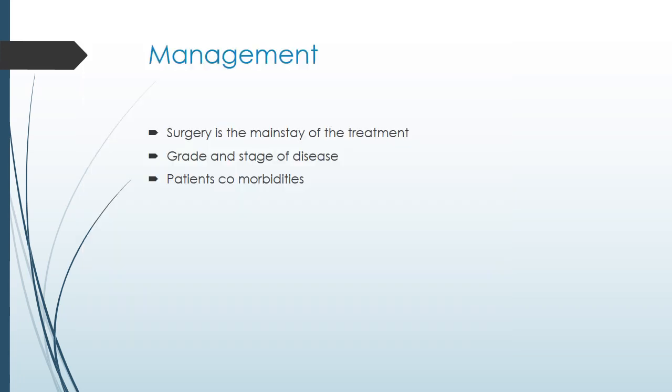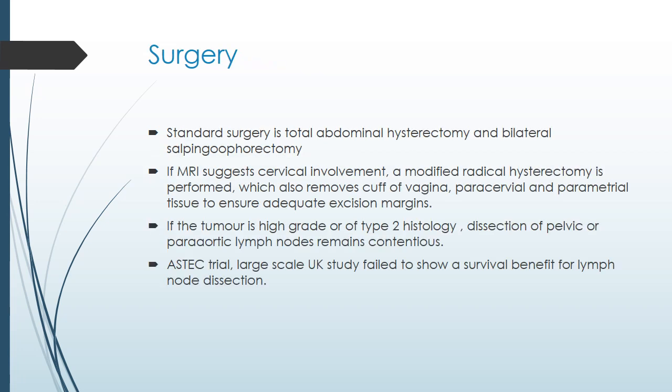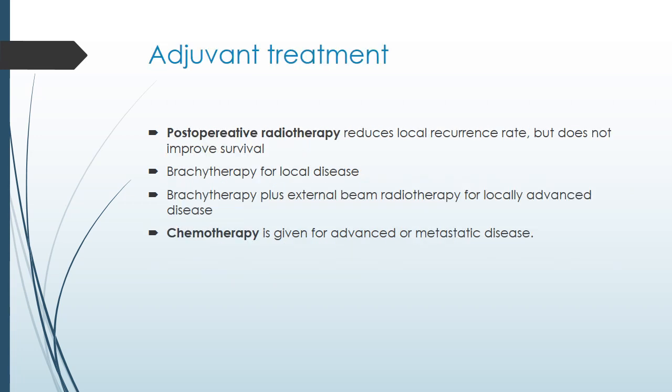Surgery is the mainstay of the treatment. The mentioned standard is TAHBSO. If MRI suggests cervical involvement, that is stage 2, then a modified radical hysterectomy is performed, which also removes the cuff of vagina, paracervical and parametrial tissues to ensure adequate excision margins. If the tumor is of high grade or type 2 histology, dissection of pelvic or para-aortic lymph nodes remains contentious. There was one trial, the ASTEC trial in UK. It was on the role of lymph node dissection in endometrial carcinoma. It remains contentious because the study failed to show a survival benefit for dissection.